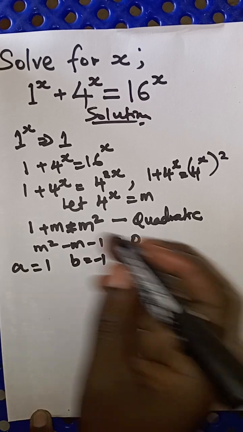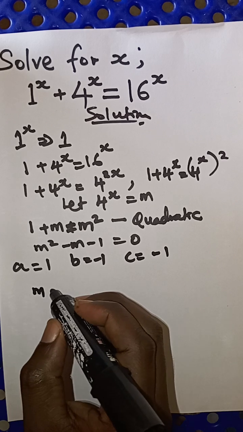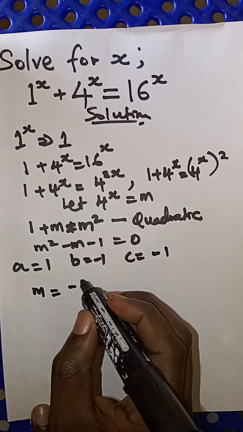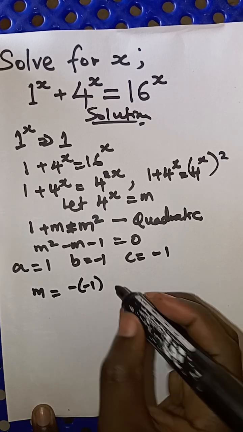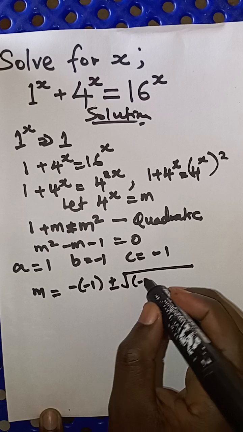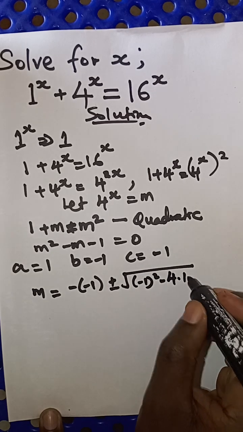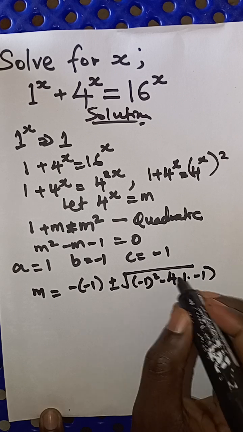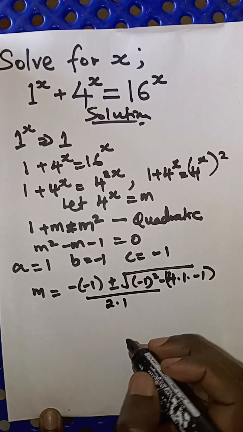So substituting each in the formula, I'm going to get that m now is equal to negative b plus or minus the square root of b squared minus 4 times a times c, everything divided by 2 times a.